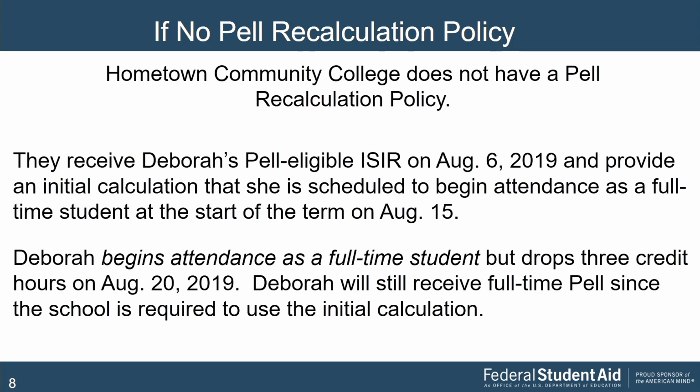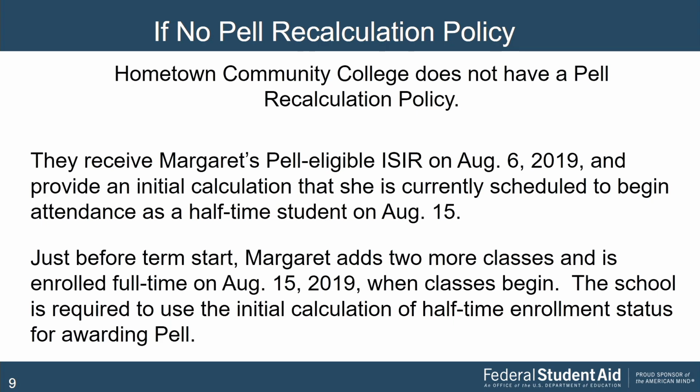Next we have Margaret. Her Pell eligible ISIR also comes in on August 6th. She's currently scheduled to begin as a half-time student on August 15th. Just before her classes start, Margaret adds 2 classes. She's enrolled full-time on August 15th, but because the school has no Pell recalculation policy, they're required to use the initial calculation, and Margaret is awarded Pell at the half-time status. So not having a Pell recalculation policy worked for Deborah, but doesn't work so well for Margaret.